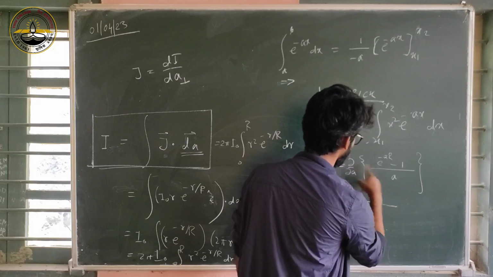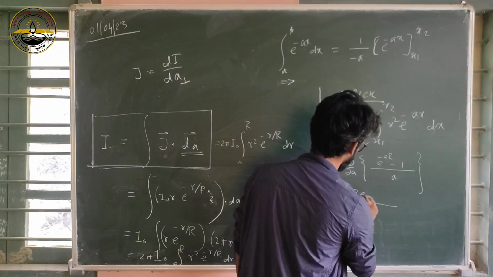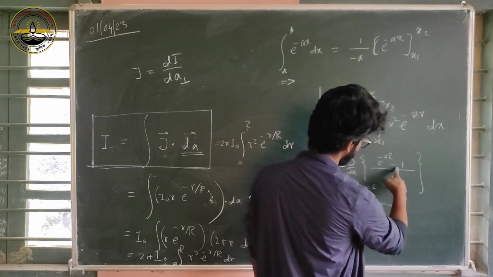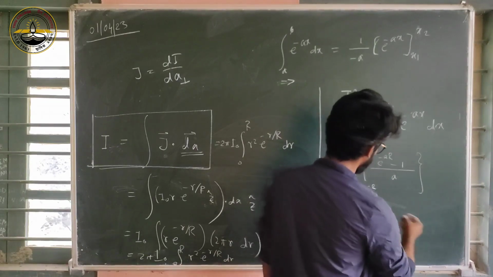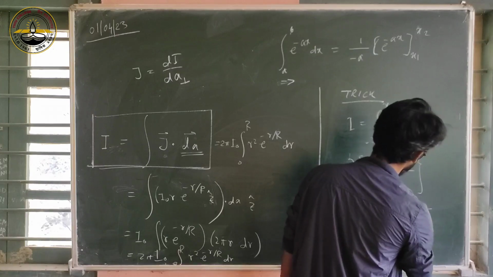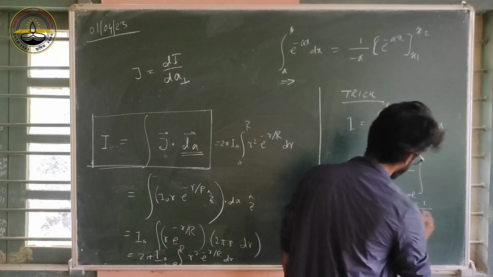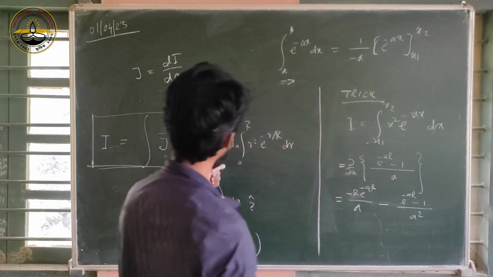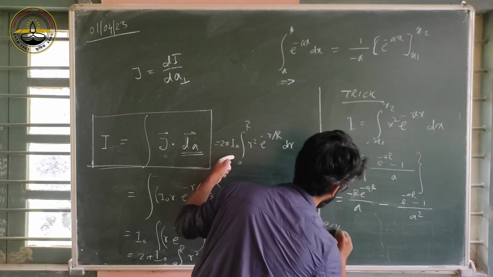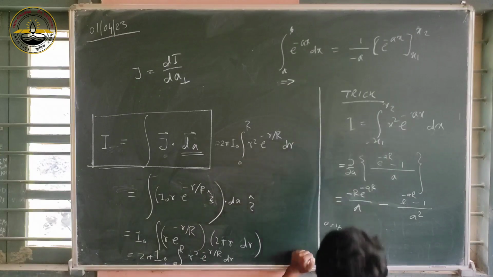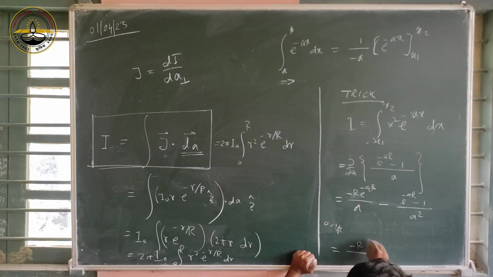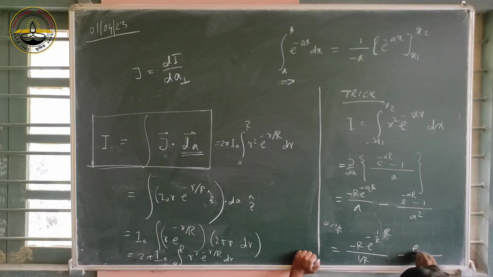So, the derivative of the upper part: 2 minus r e to the minus ar. This is 0, a will remain. Then the next part: minus e to the power minus ar minus 1 a square. And last, if I put a equal to 1 over r, this will become minus r 1 over r, 1 over r minus e to the power minus 1 over r, 1 over r square.